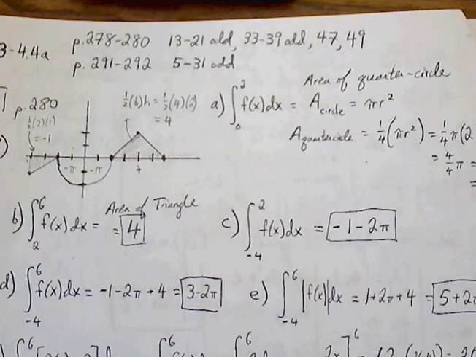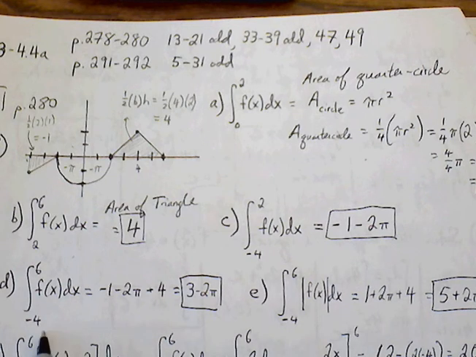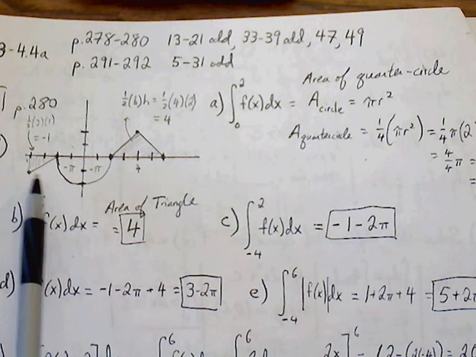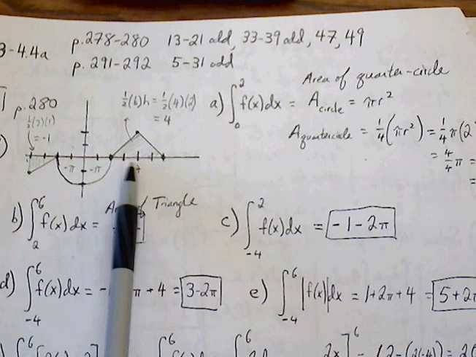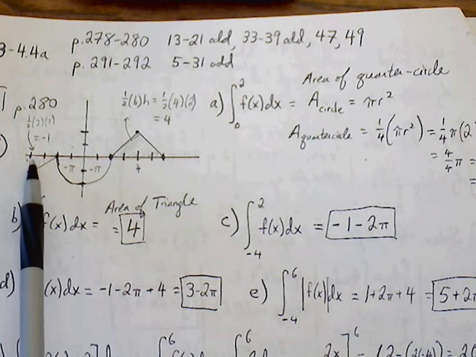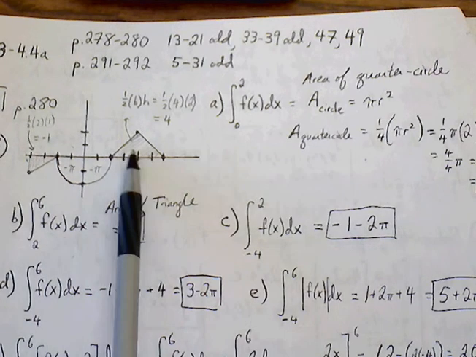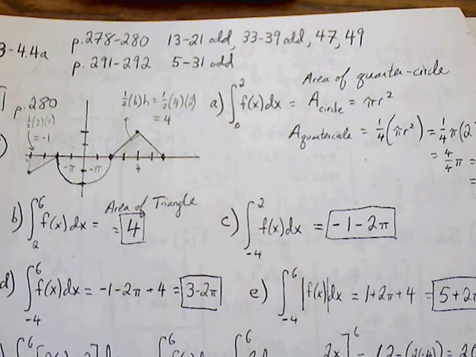Okay, part B, the definite integral from negative 4 to 6 of f of x. So negative 4, we start here, and we want to go all the way to 6. Okay, so if we can find the area of these three regions, then we can use that to find the definite integral.